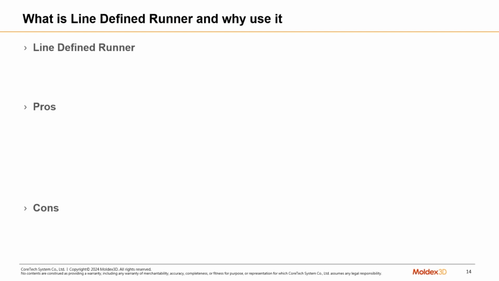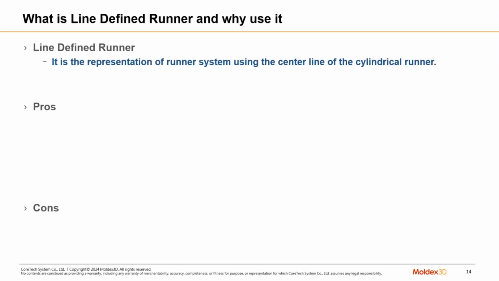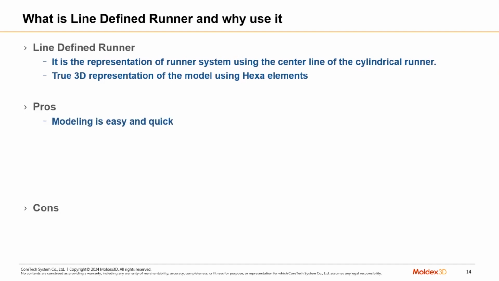Now this is a line-defined runner, and how do we go about doing this? So basically, it is a representation of a runner system using a center line of the cylindrical runner, right? So that's what it is, and it's a true 3D representation of the model using hexa elements. Hexa elements are cubes or cuboids, which are considered to be highly accurate, and that's what this line-defined runner geometry gives us. What are the pros to it?